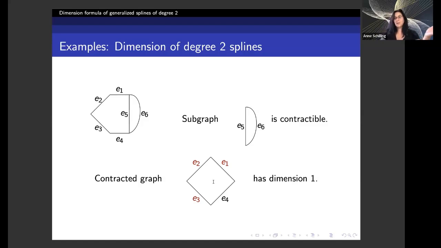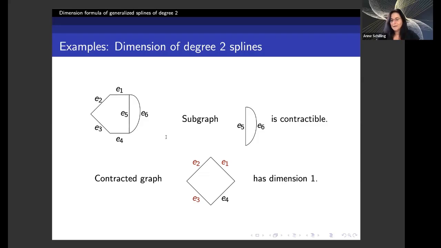And then this one is not contractible. You can see it has one face, 4 edges, so 4 minus 3 is 1, so the dimension is 1. And therefore, the dimension of the original one is also equal to 1, because of this procedure of contracting a contractible subset of faces. Okay, so this gives us an algorithm for computing the dimension.